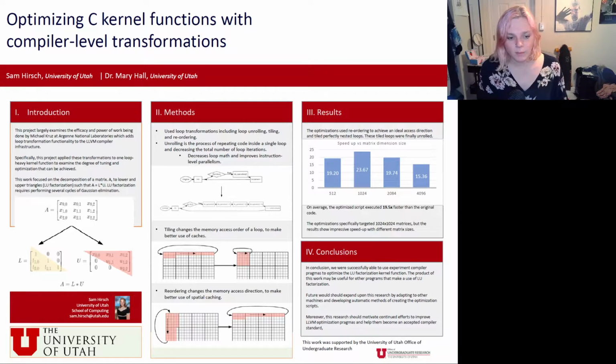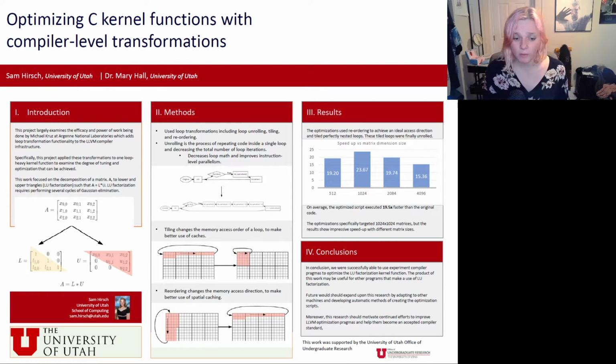Next, we applied loop tiling, which changes the memory access order of a loop to make better use of caches. Essentially, the idea is that if you're going to be reusing data, you want to make sure that that data is still in a cache, which is essentially a smaller bit of memory, by the time that you're going to reuse it. If you can have more data that's available in the caches when you reuse it, it's much faster to get that data from the cache than going all the way back to main memory.